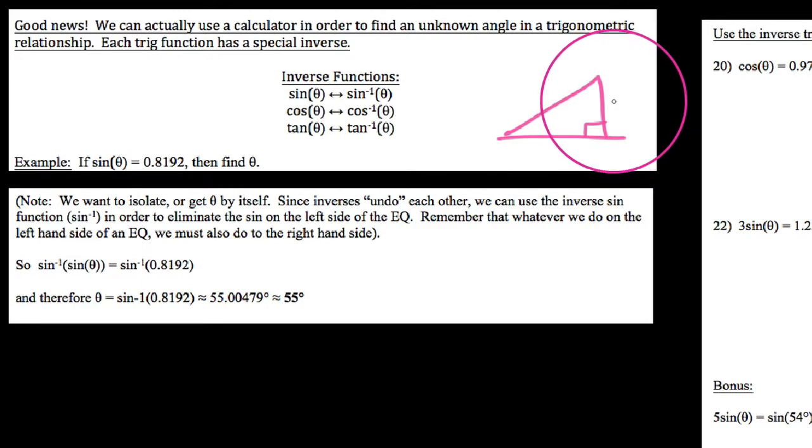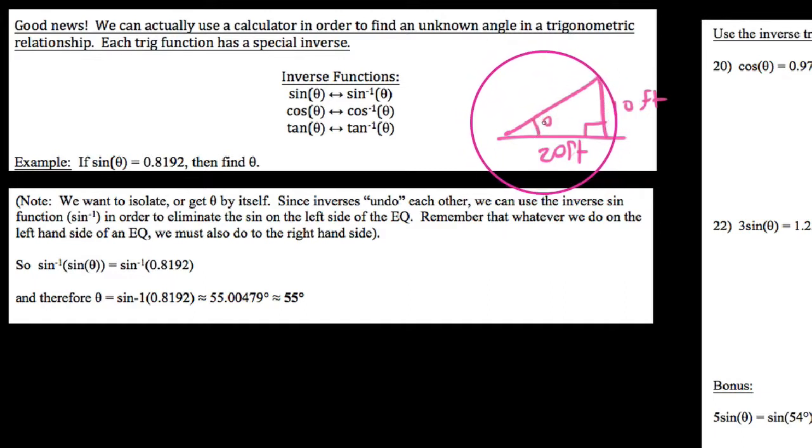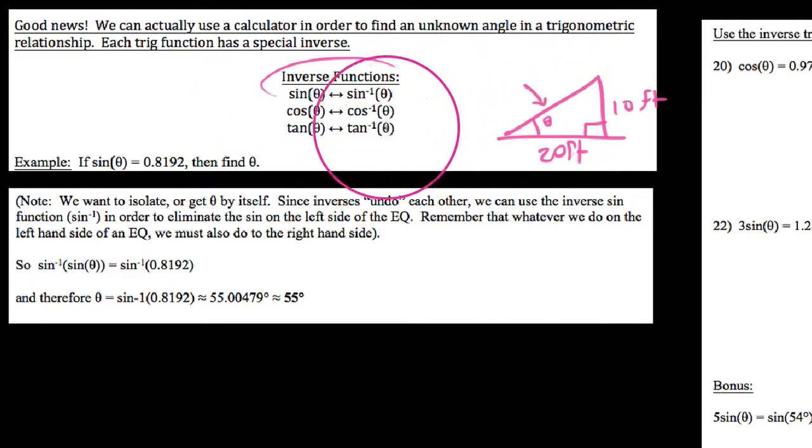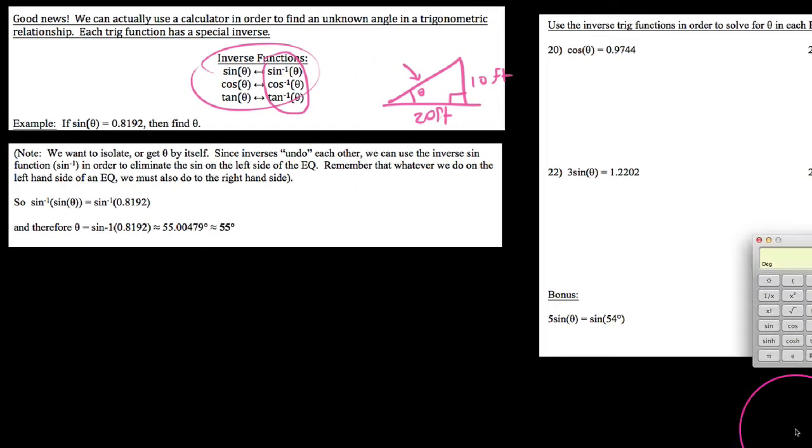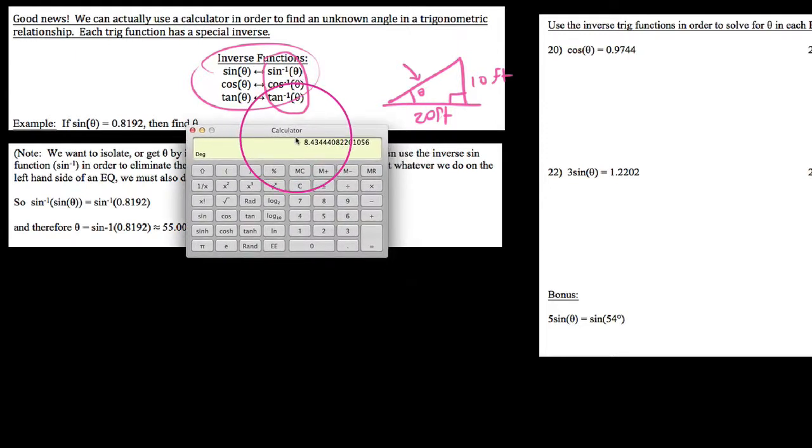So let's say we knew that we had a 10-foot object here and it was casting a 20-foot shadow somehow. Could we find this angle right here? We know it's less than 45 degrees, but could we actually find this? And the answer is yes, we can find this using inverse trig functions, which are these three keys that you see here.